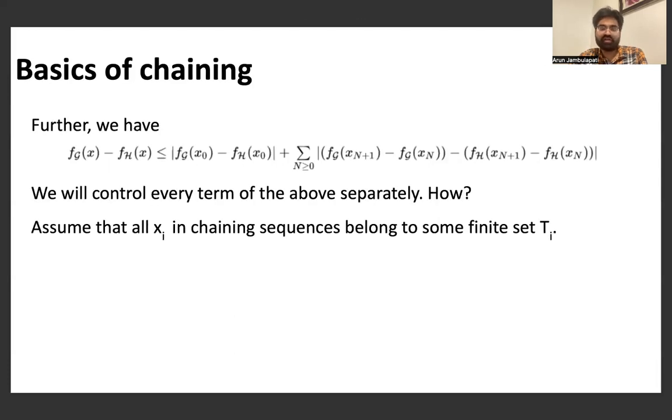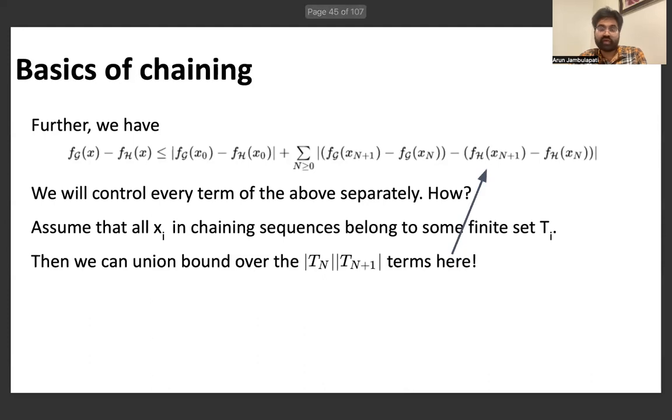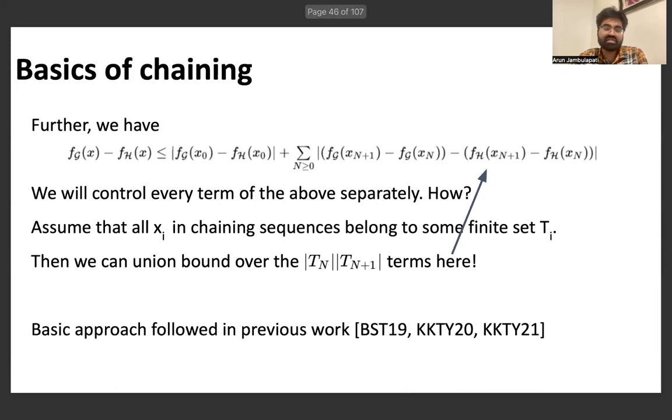So what we're going to do is we're going to say that every term in the above expression, every term in the summation, can be controlled separately. How do we do this? We'll assume that every x_i in any chaining sequence belongs to some finite subset T_i. There's only a finite number of choices for every x_i. If we had this fact somehow, we could union bound over all possible values of this term here. There's only size of T_n times size of T_{n+1} possible terms in the summation, and we control each of them by a Hoeffding inequality. Union bounding gives us our resulting control. This basic approach has been followed in previous works in spectral hypergraph sparsification, and in fact, this sort of underlies all the previous state-of-the-art results. We give a more fine-grained analysis of this technique.